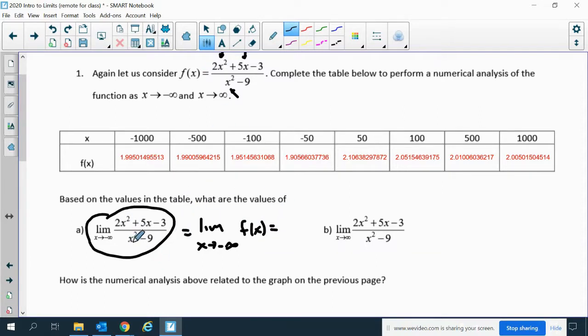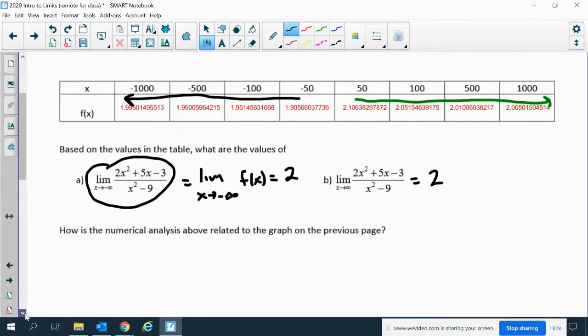So what is happening as we approach -infinity? Well, as we go this way on our table, it sure looks like the graph is approaching 2. And likewise, as we go this way on the table and the x values approach positive infinity, it looks like these numbers are getting closer and closer and closer to 2, but never quite touching them. So that is equal to 2 as well.